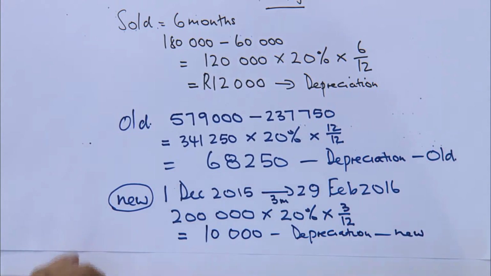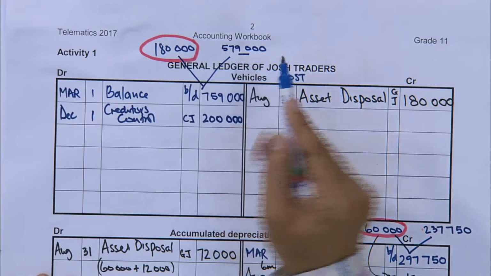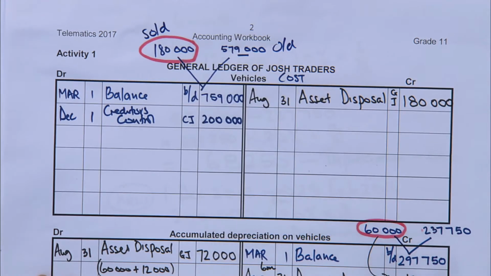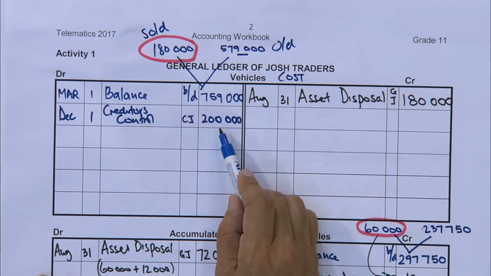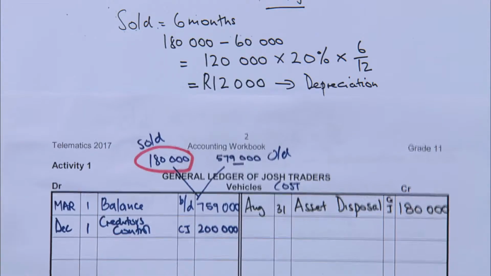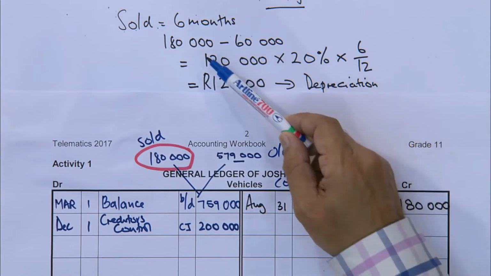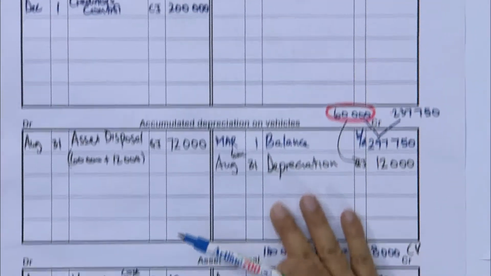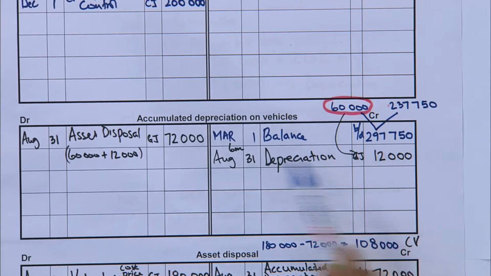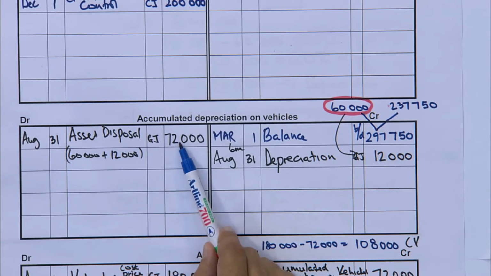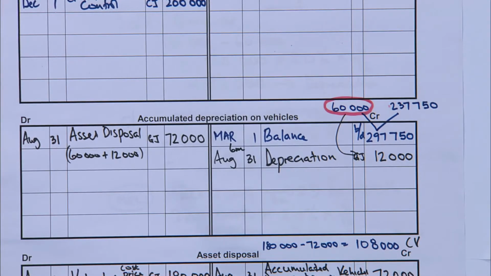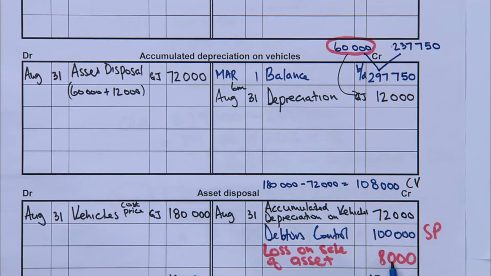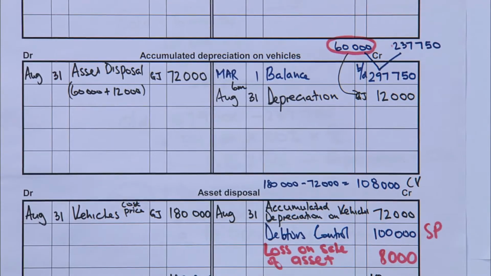579,000, where does the 579 come from? That will be the older vehicle. So that will be the old vehicle, and this 180 will be the vehicle that we sold. Okay, so it's going to be sold, old, and then this 200,000 will be new. Okay, so we first did the calculation of the vehicle that was sold. 180 minus 60 times 20% times 6 over 12. We got 12,000. We made the entry for the 12,000. So the total accumulated was 60 at the beginning, plus the extra 12, which gave me 72,000. I brought the 72,000 to the asset disposal. Right? The cost price was 180,000. I calculated the profit or loss on sale of assets, which came to 8,000.